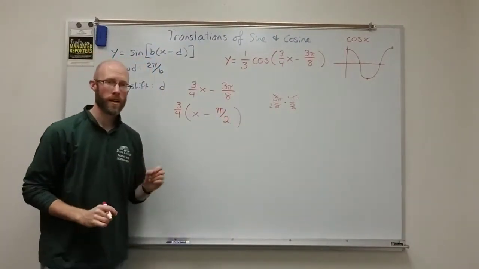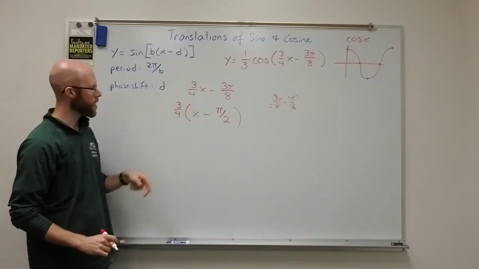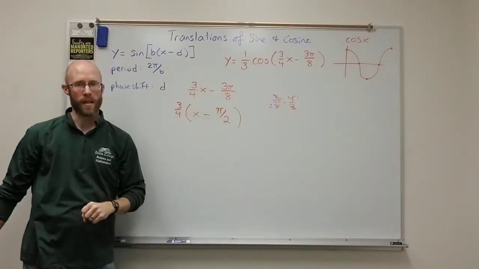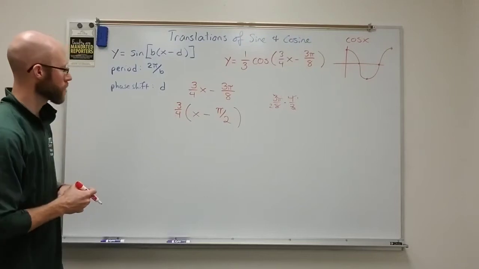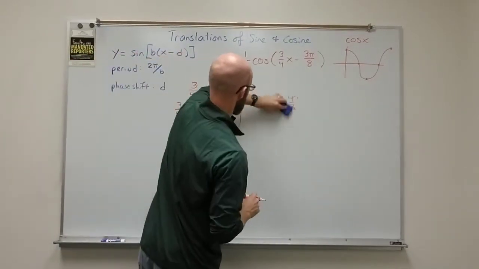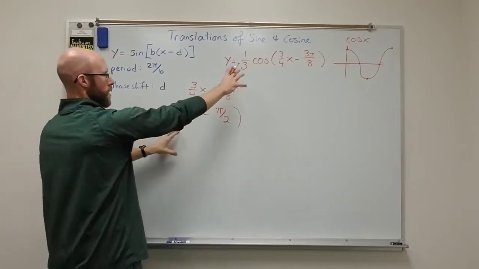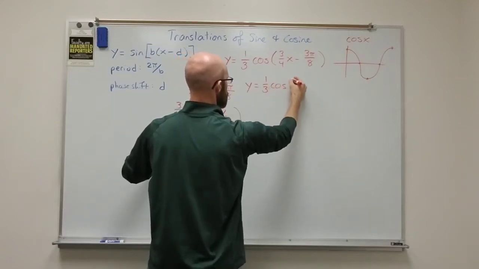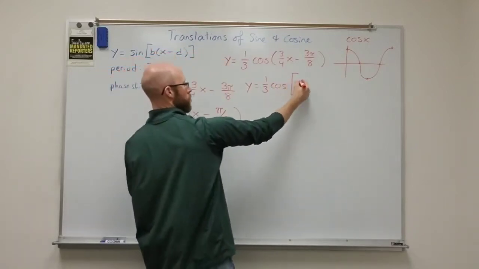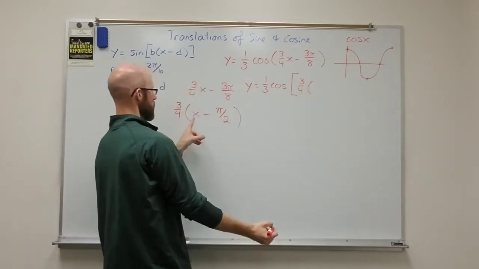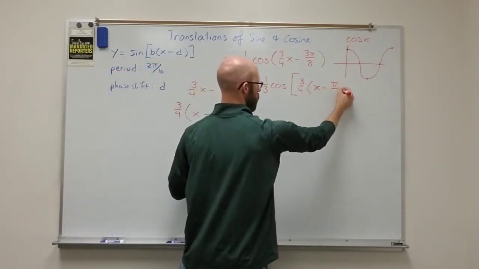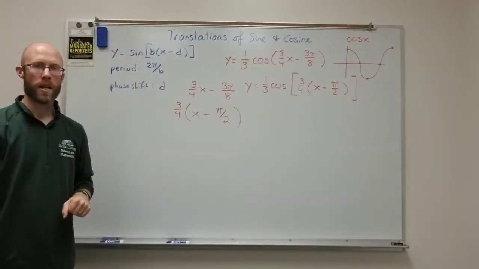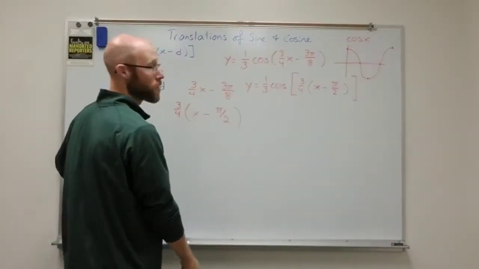Remember, you can always check by remultiplying. 3/4 times x is 3/4 x. 3/4 times pi over 2, well, that's 3 pi, and 4 times 2 gives you the 8. Okay, so that should work out nicely. Let me get rid of this work, and we're going to rewrite this as y equals 1/3 cosine bracket 3/4 parenthesis x minus pi over 2 parenthesis bracket. Okay. All right, so that gives me the factored form of the argument.